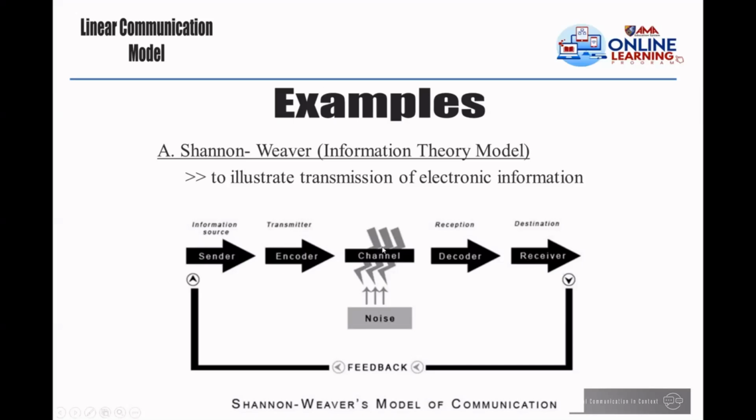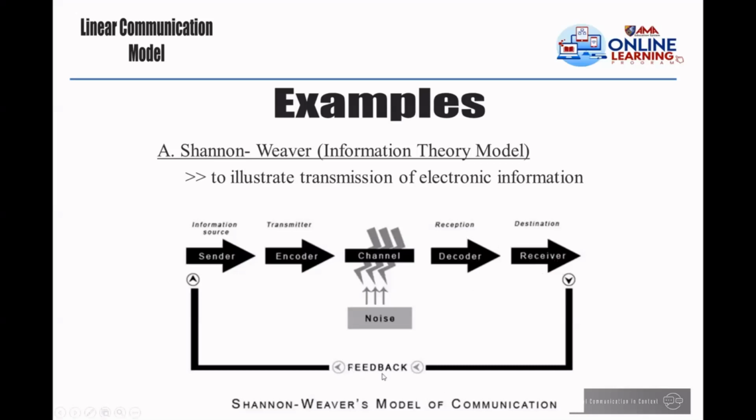Channel is still the channel where the message is sent through. The reception is the decoder. This is not a person also. So this is the decoder, or the thing that will receive the message. And this destination is the person, the receiver, who should receive the message, who will decode the message.